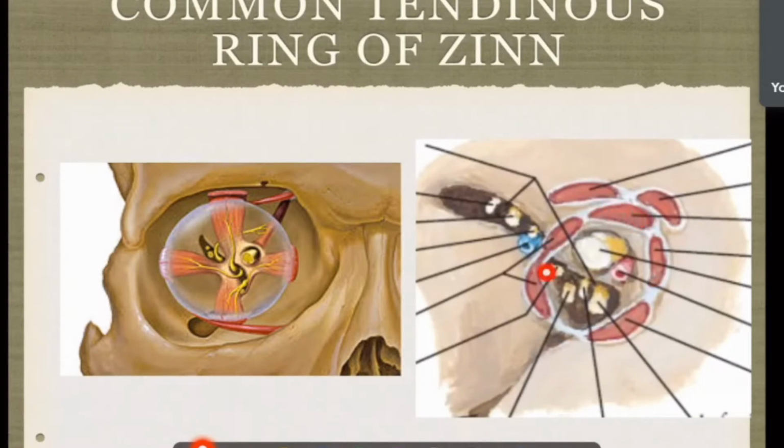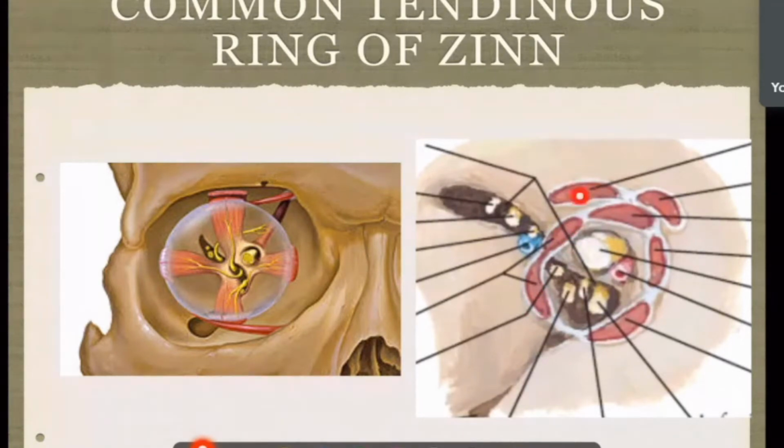All the recti muscles take origin from the common tendinous ring. This is the superior rectus muscle. This is the medial rectus. Yes, very good. This is the inferior rectus. And this is the lateral rectus. You can see it takes origin by two heads from this ring itself. Two heads of origin for lateral rectus. So you have all the recti muscles.